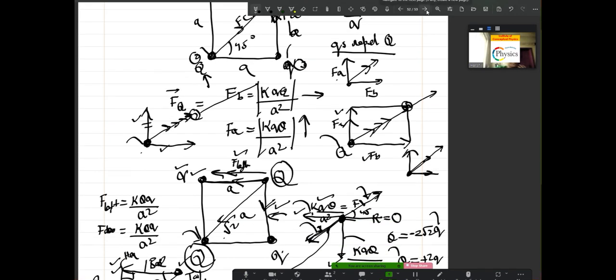Okay, the next question, only the 14th one. They asked the question of gravitational and electrostatic force on the proton. Question number 14. So they want you to compare.